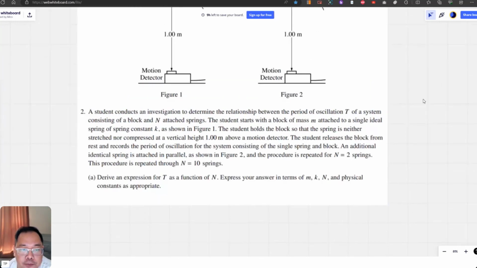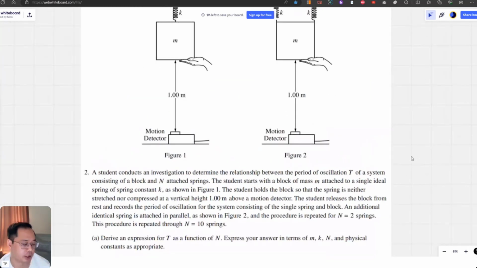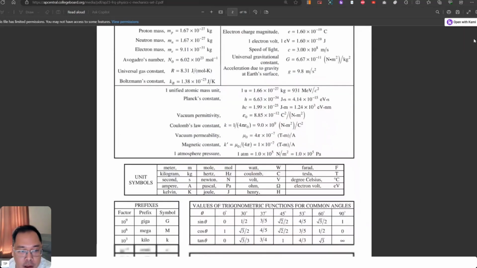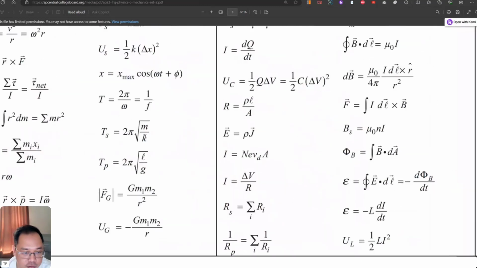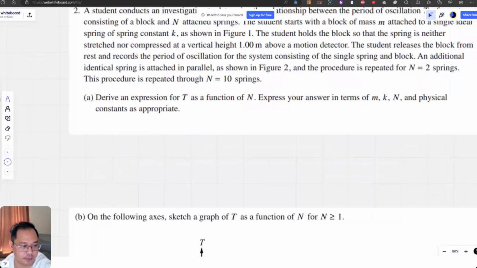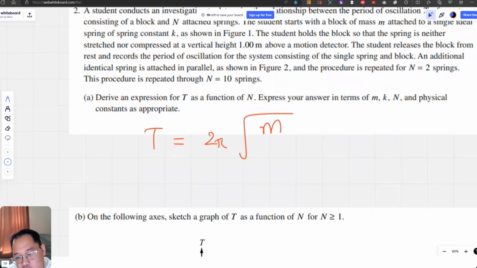Expression for period. Period, simple harmonic oscillation. Check the formula sheet. Simple harmonic oscillation, I'm looking for the equation here. The period of the spring Ts is 2 pi times the square root of the mass m over the spring constant k. Okay, just use that formula. T of the spring is 2 pi square root of the mass over k.